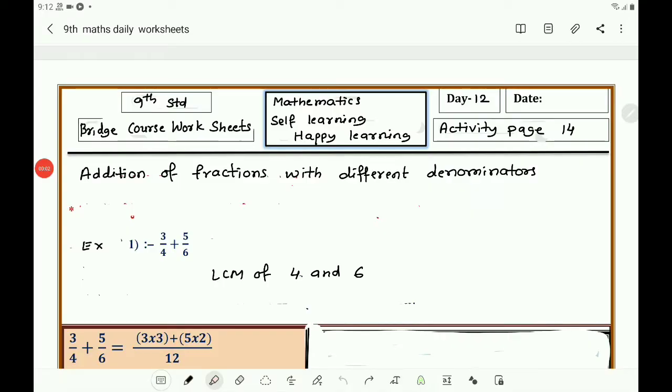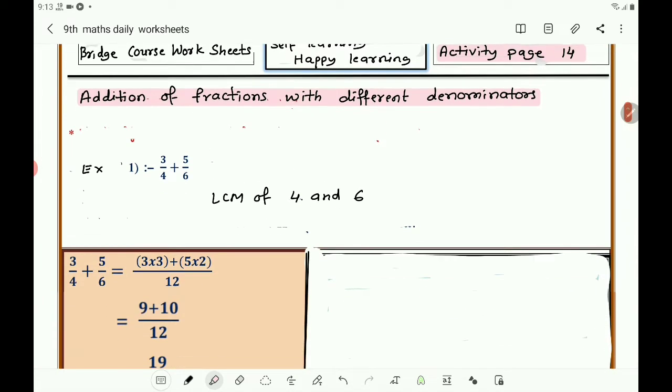Children, it is activity page 14 for day 12. It is the activity on the addition of fractions with different denominators. Here you observe the example.